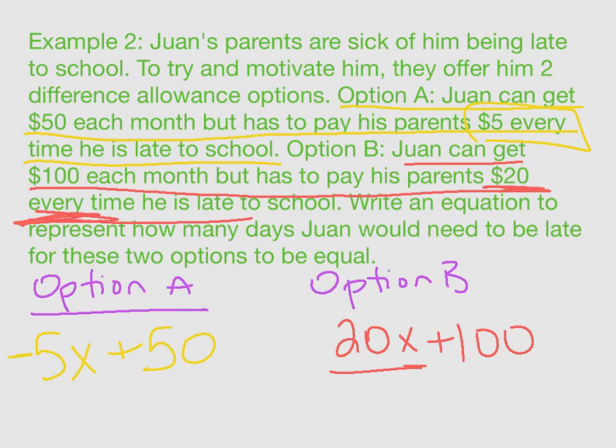And again, let's think about our positives and negatives. We said the 100 is positive because he has that money. But when he is late, he has to pay his parents. So he has to give up that $20. In other words, making it a negative 20x.